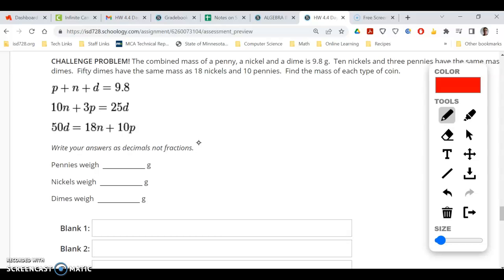All right, the breakthrough moment, which took me about 10 minutes, was realizing I'm going to double this equation so that I could get 50 dimes and 50 dimes. So if I double this blue one, that would be 20 nickels plus 6 pennies has to equal 50 dimes. How this is valuable is now that it's 50 dimes here and 50 dimes there, I want to take this statement and plug it in place of 50 dimes right here.